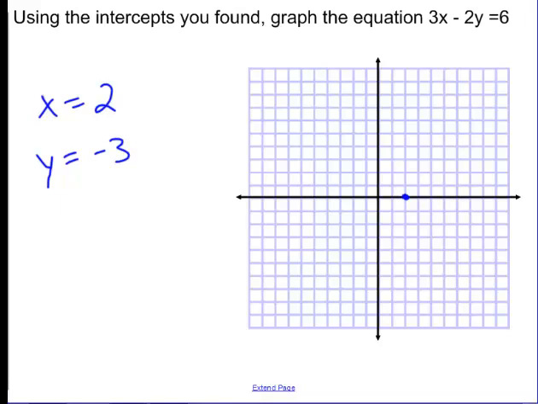Our y-intercept is negative 3, so we're going to find that on the y-axis. We're going to go down 3. There are the x and y-intercepts for our line. Now all we have to do, just like before, connect the dots and draw arrows on the line. And that's as good as it gets right there.